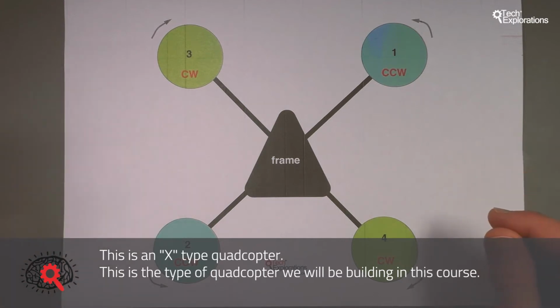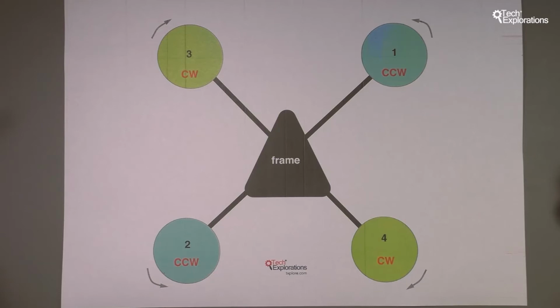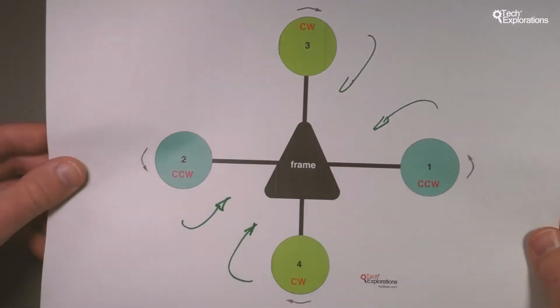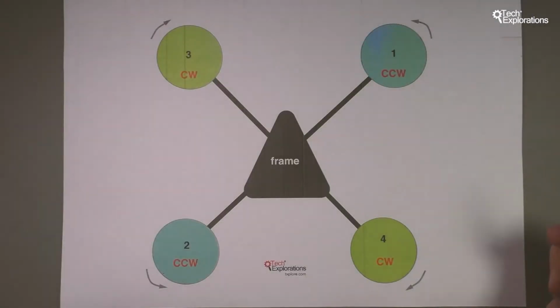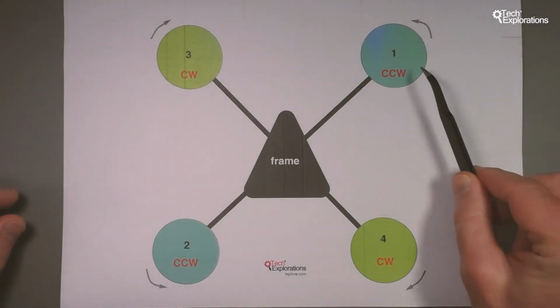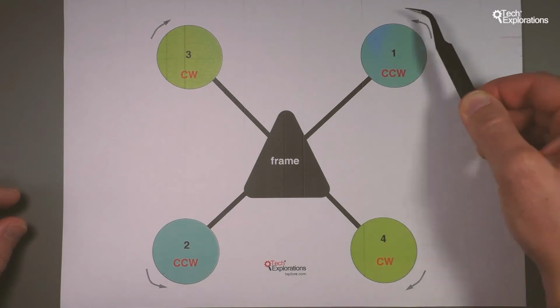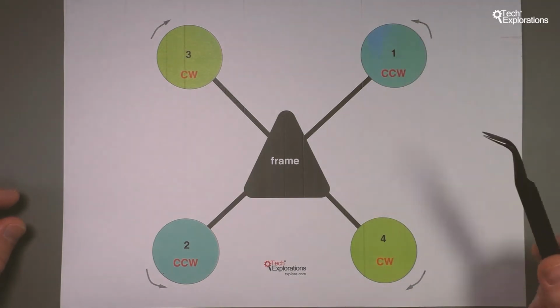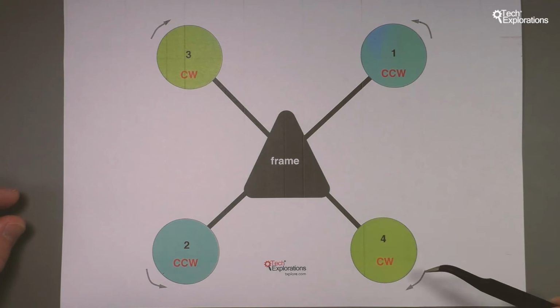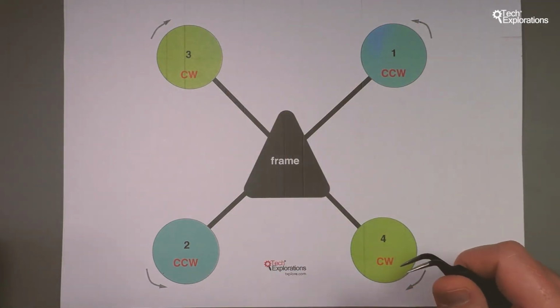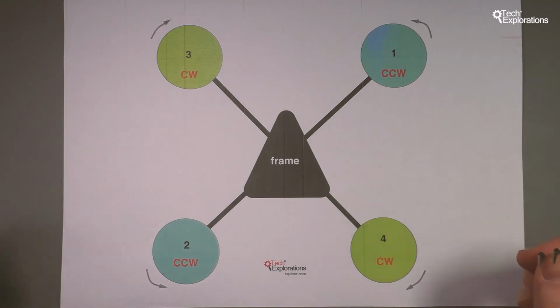But again, the rest of the configuration and the way by which the motors operate is identical to the plus style configuration. You can see here that just like in the plus configuration, in the X configuration we'll still have motors 1 and 2 rotating counterclockwise, and 3 and 4 rotating in a clockwise manner. And the way by which you control now the various moves or the flight of the quadcopter has to be adjusted slightly.